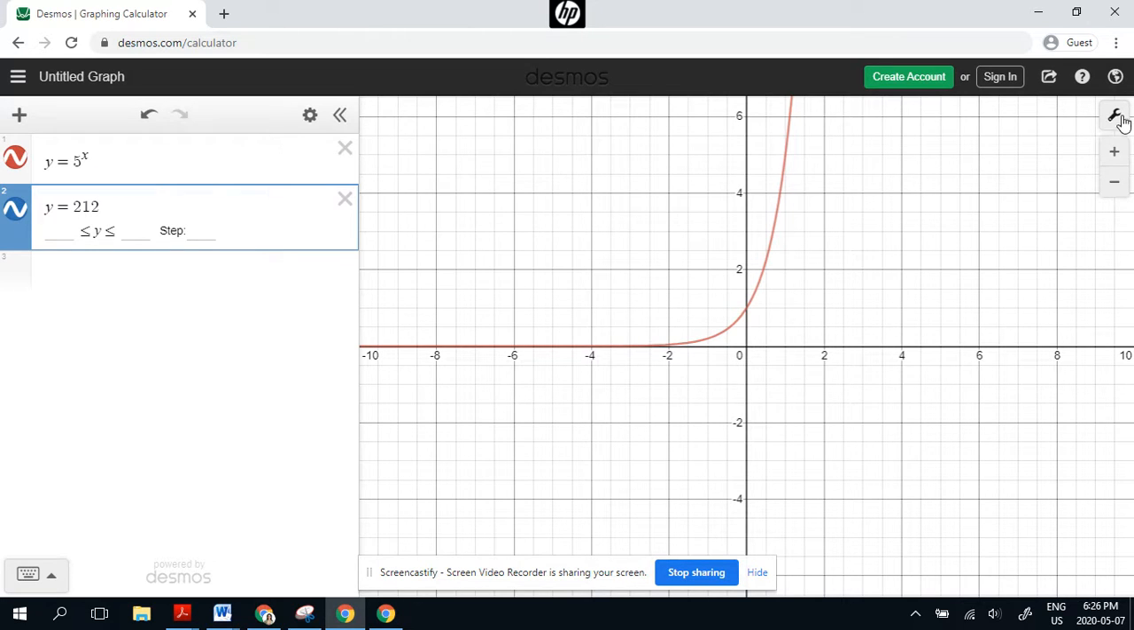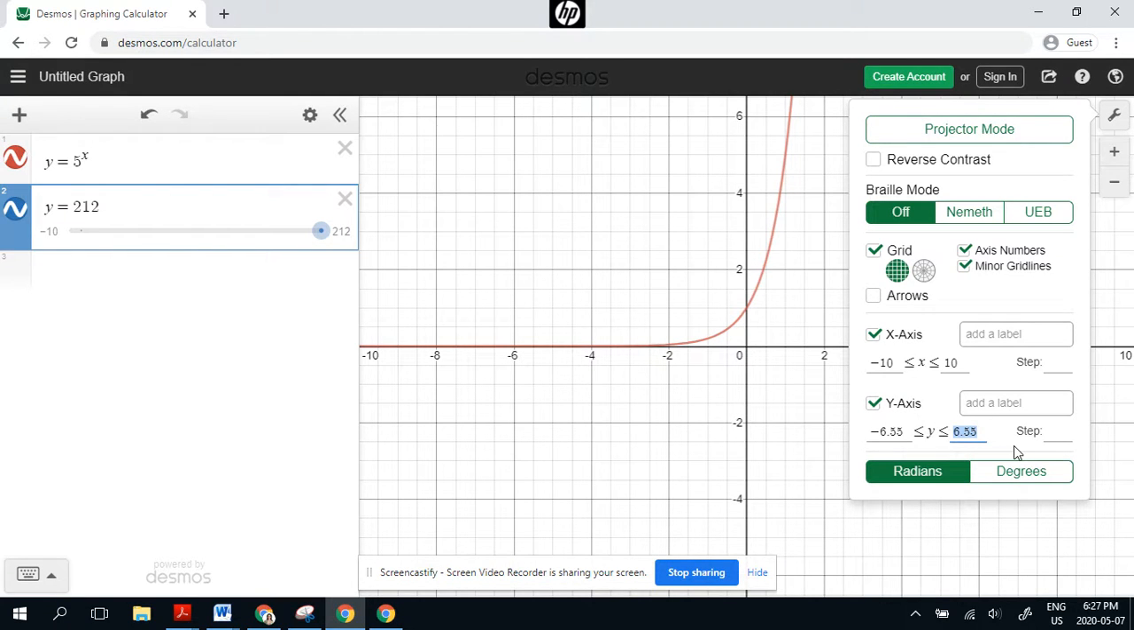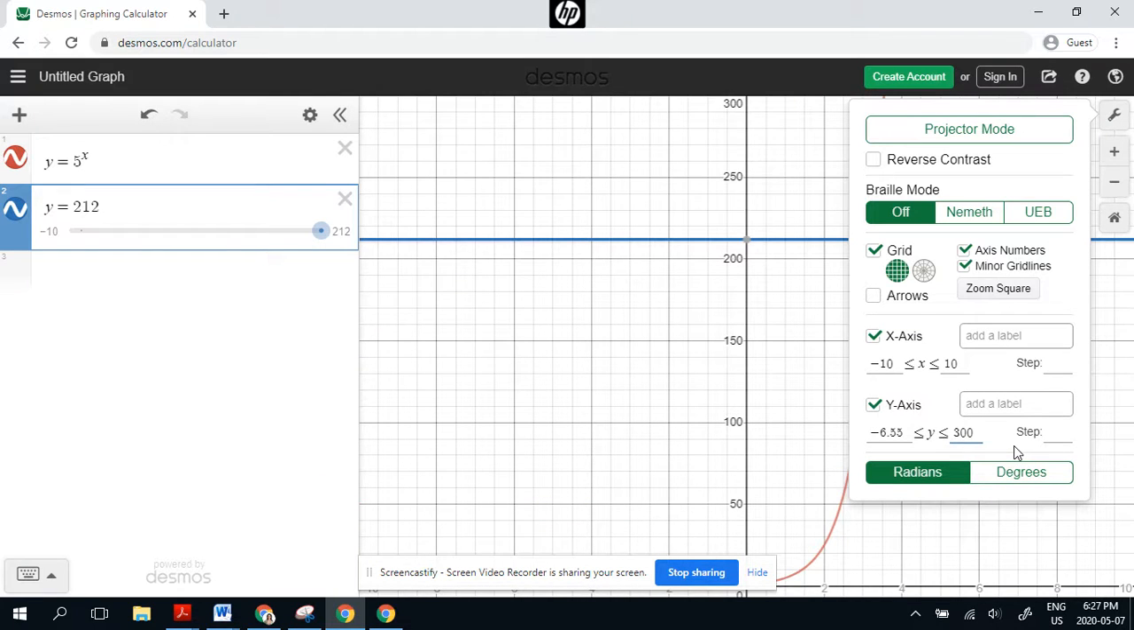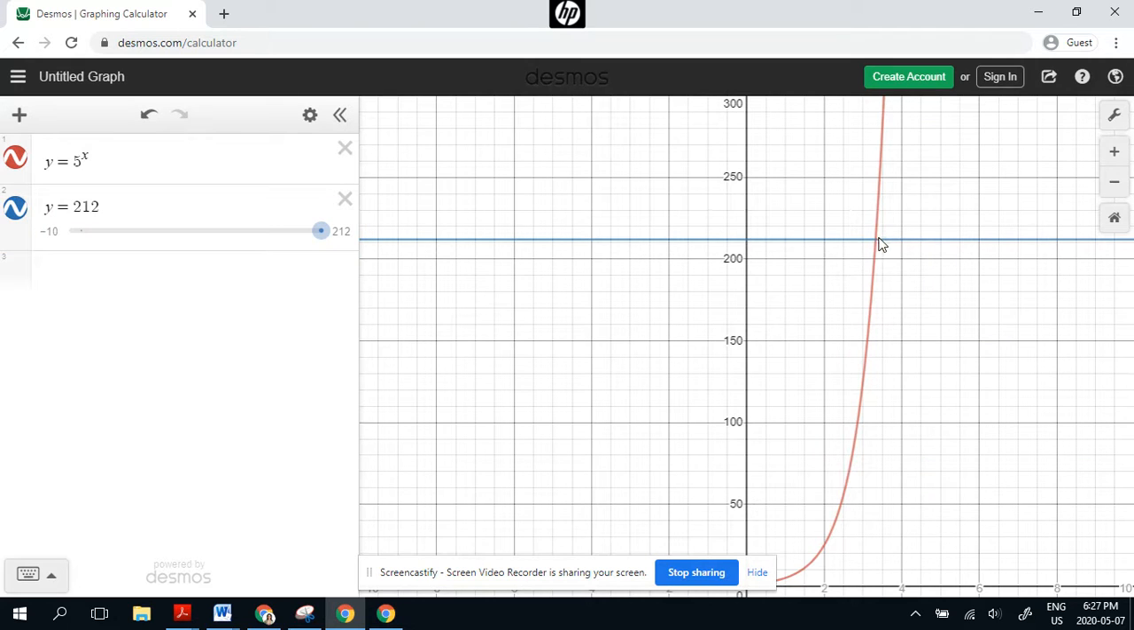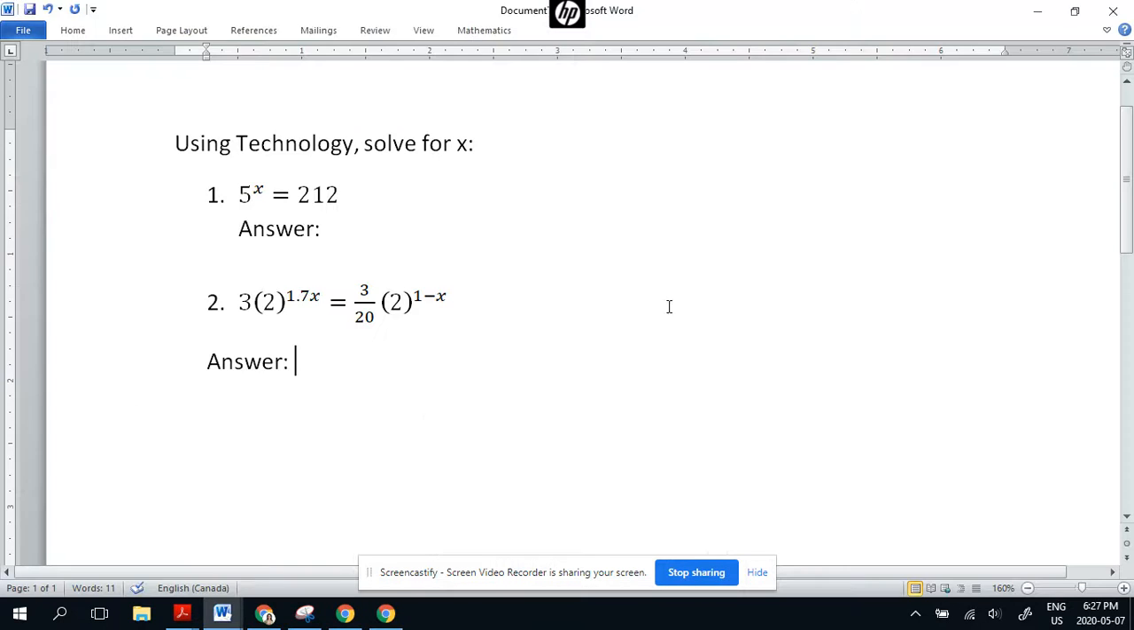Now, I don't see any lines intersecting, and that's because 212 is off the graph. I'm going to change my y-axis to include the 212. So I went to 300, and I see that my point of intersection is 3.328 and 212. I'm only interested in my x value because we're trying to solve for x. So I have solved x is equal to 3.328.